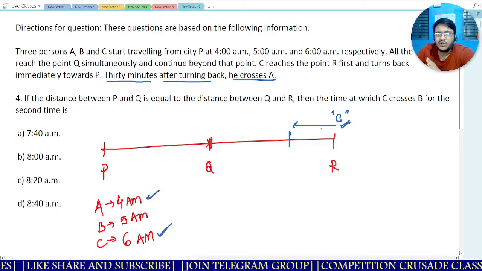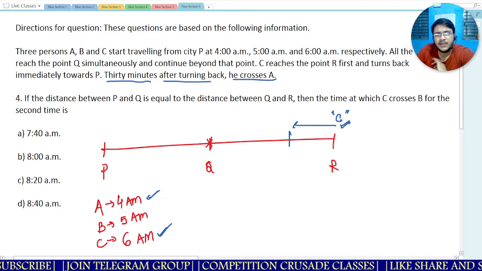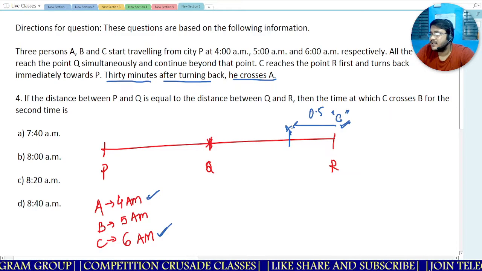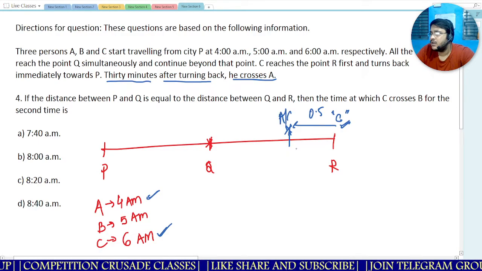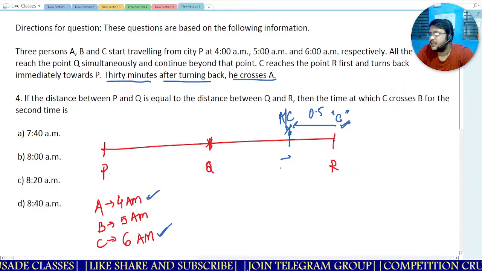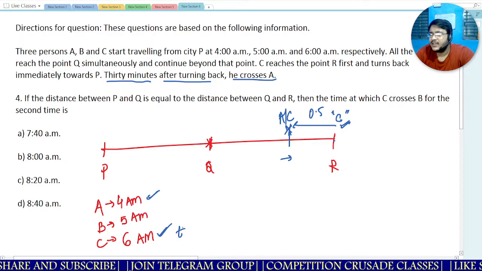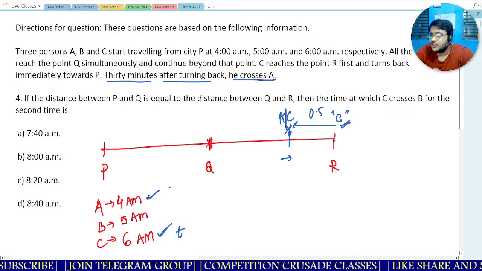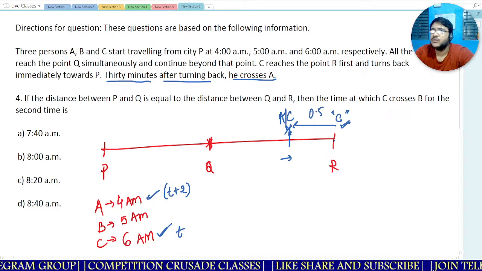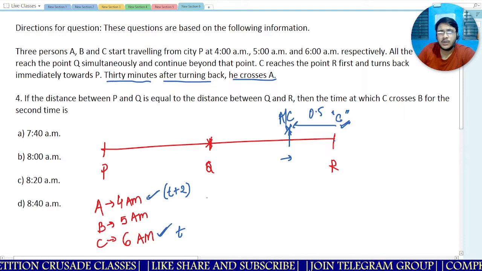I'll just go by the simple logic. I have explained this in enough detail in the last video, but I will give you my hints. This is the point at which A and C meet. C is traveling in this direction, A is traveling in this direction. Suppose C takes T hours, then A should take T plus 2 hours, because the difference in time between the two is 2 hours.